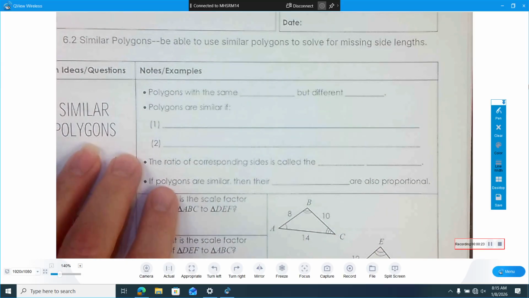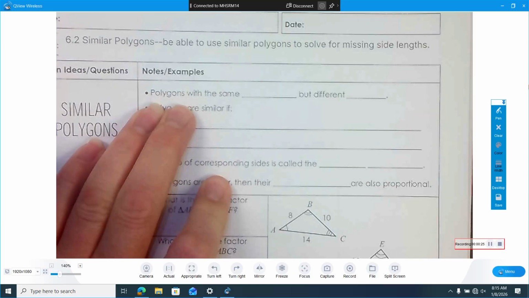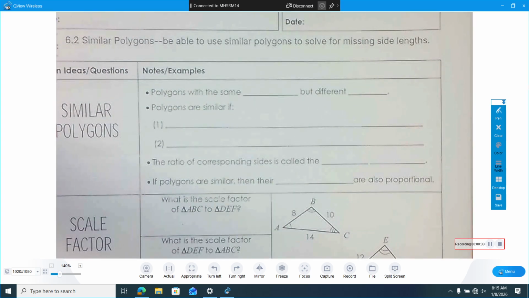So, similar polygons. What is a polygon? It's a shape. It can have 4 sides, but it's also a 5-sided shape, a 6-sided shape, any number of sides: 3, 4, 5, 6. It's a flat, two-dimensional shape. So a triangle, a square, a rectangle, a pentagon, a hexagon. These are all polygons, okay?